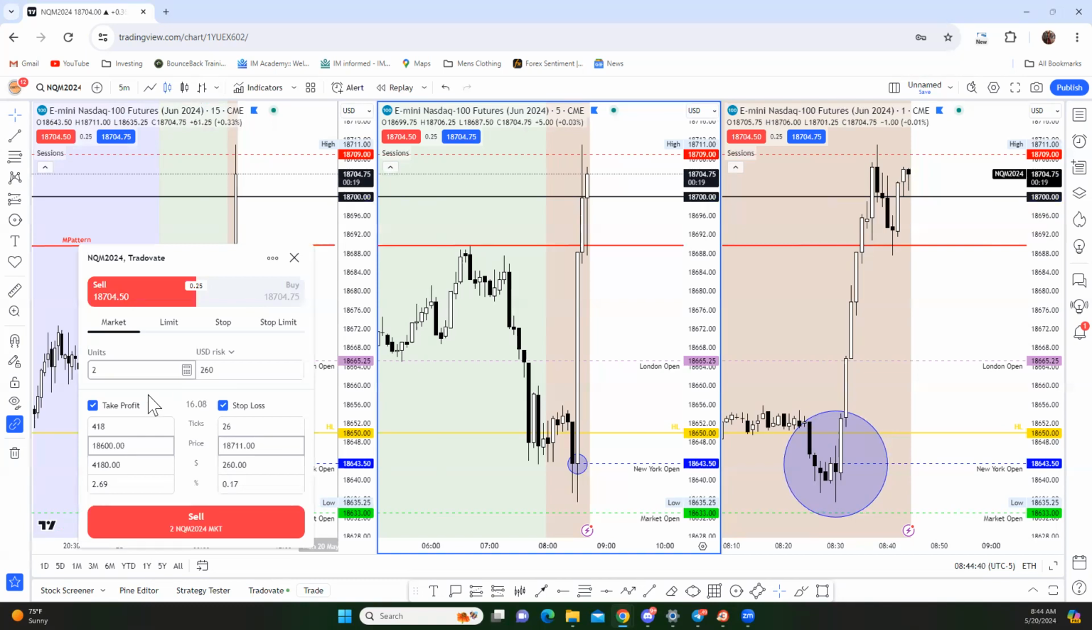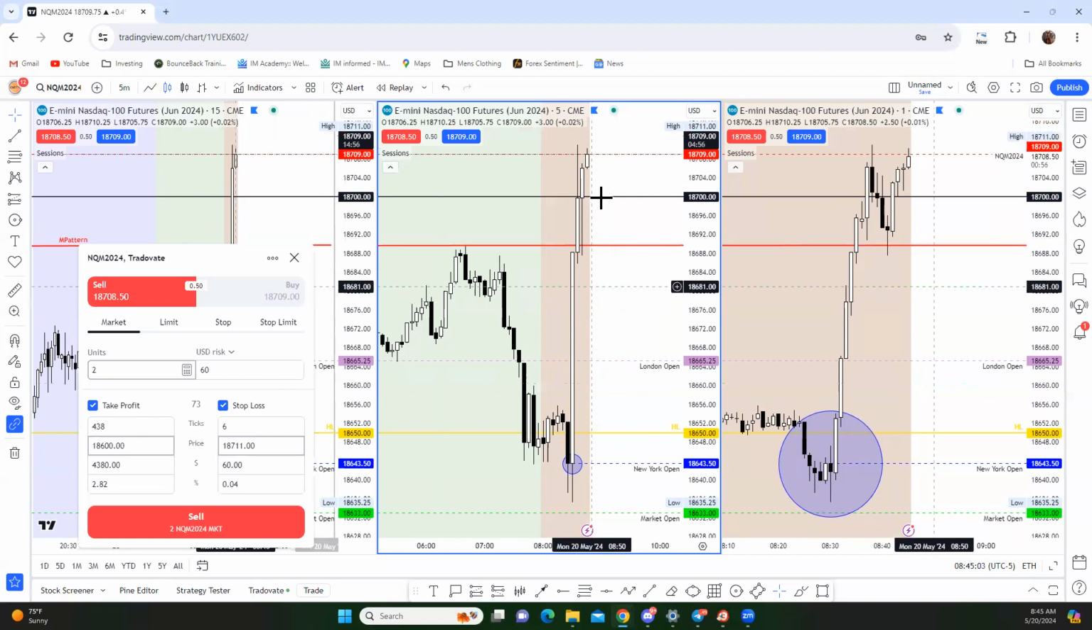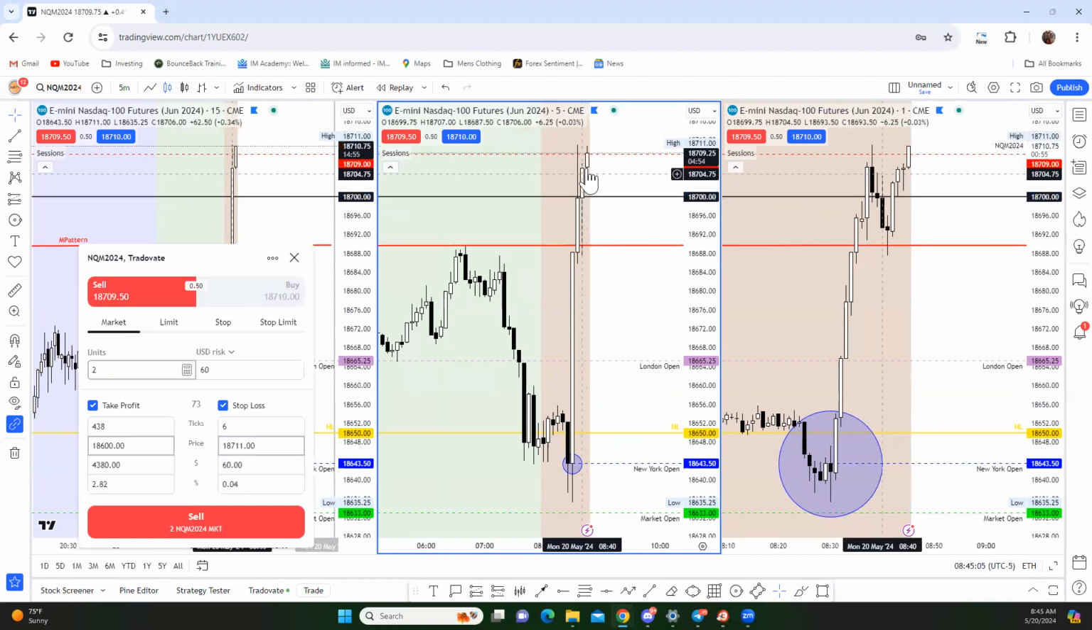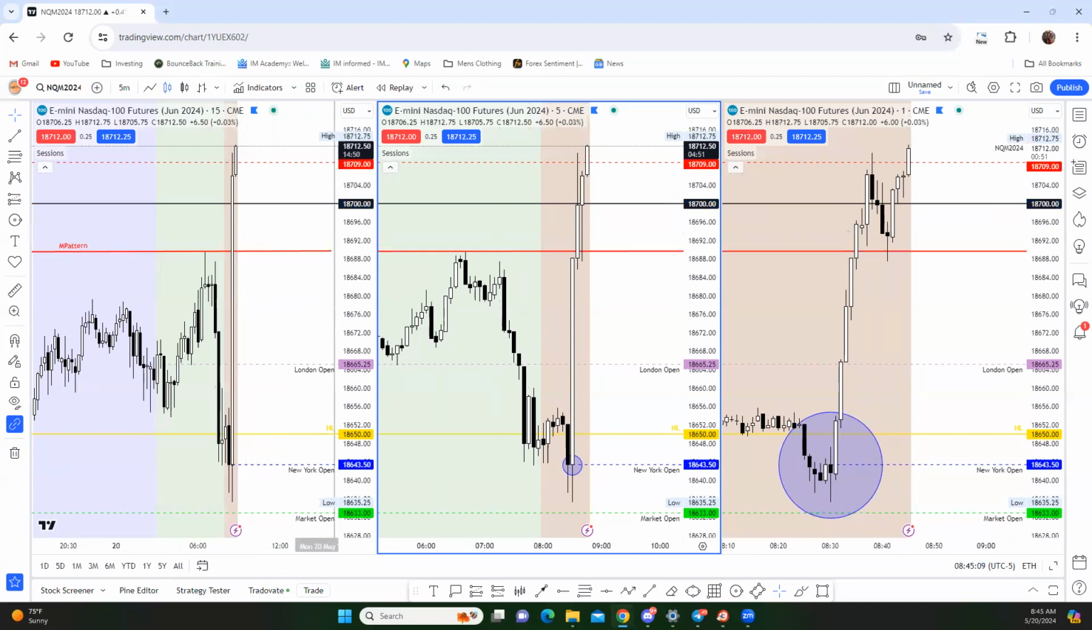Okay, let's see here what we get. No sign of weakness. 5-minute, just opened up really strong. So higher open, higher close, higher open, higher close. So nothing yet. We're just gonna be patient.